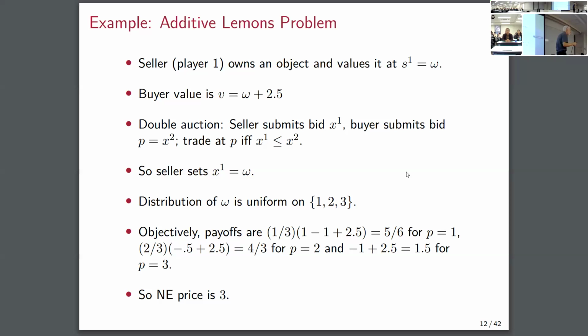So they're paying a price of three. How much is the good worth? The average value of omega is two, and to the buyer it's worth 4.5 on average, paying three, for a surplus of 1.5. So the optimal bid for the buyer is to bid three and have payoff 1.5. That's a standard calculation.